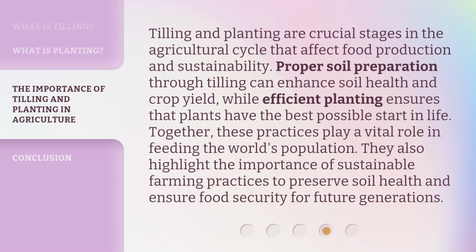Tilling and planting are crucial stages in the agricultural cycle that affect food production and sustainability. Proper soil preparation through tilling can enhance soil health and crop yield, while efficient planting ensures that plants have the best possible start in life. Together, these practices play a vital role in feeding the world's population. They also highlight the importance of sustainable farming practices to preserve soil health and ensure food security for future generations.